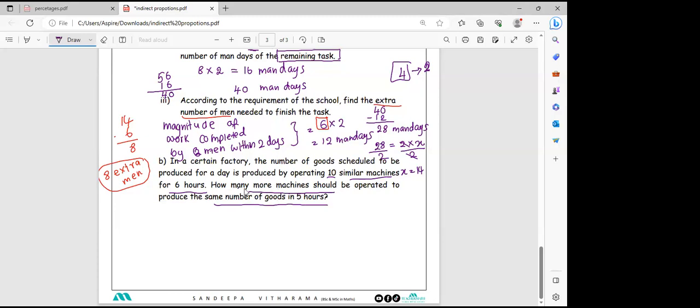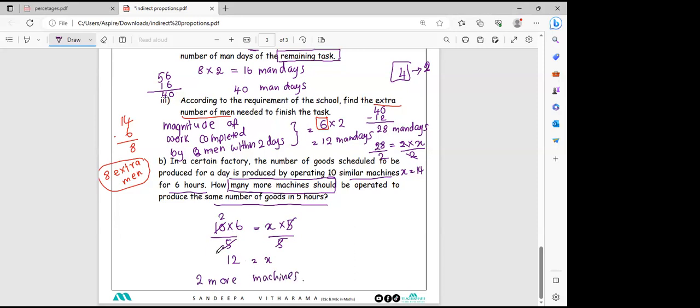How many more machines does not mean the number of machines required, but more than 10. To find how many machines are required, you can calculate 10 times 6. This is the magnitude of work. Now it should be completed within 5 hours. So number of machines multiplied by 5. Then divide both sides by 5. Answer is 2 times 6, it's 12. Then how many more machines should be needed? 2 more machines. Okay.